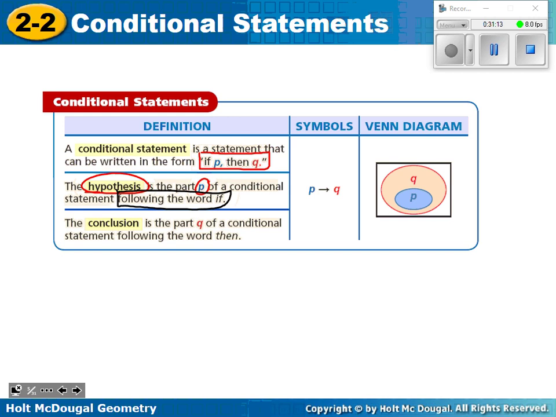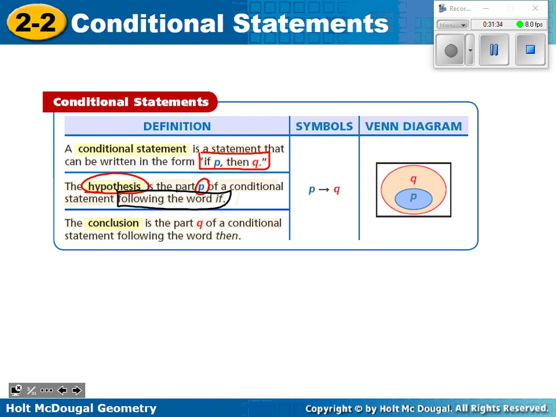It does not include the word if. So your hypothesis here is the part after the word if, but before the word then. So what is our hypothesis? It is raining. This is the hypothesis. Okay? Not if and not any of this. Just this. This is your hypothesis.